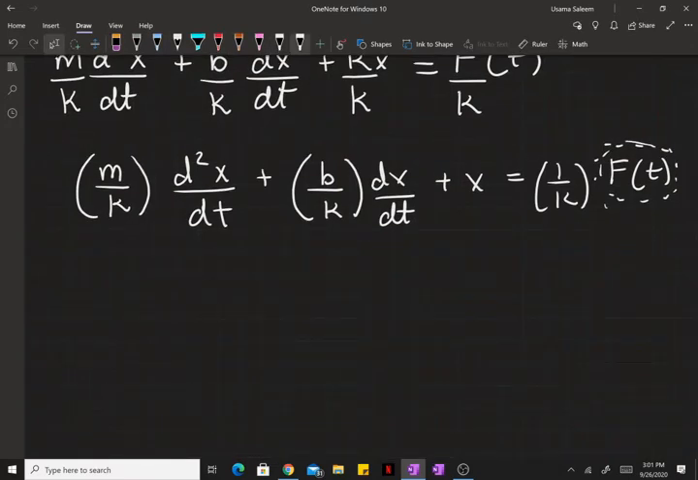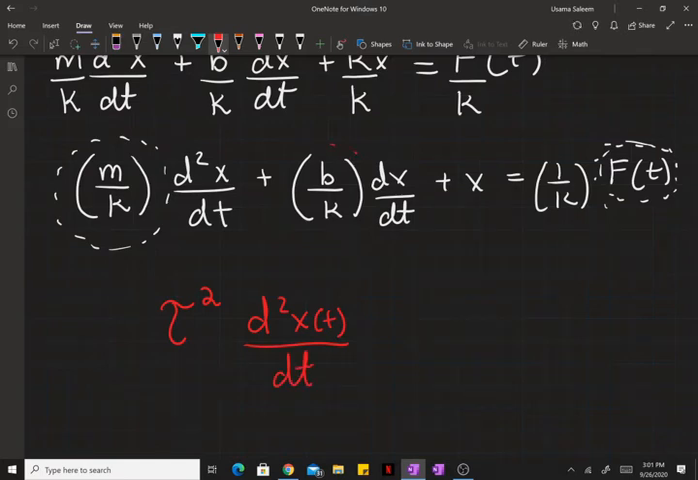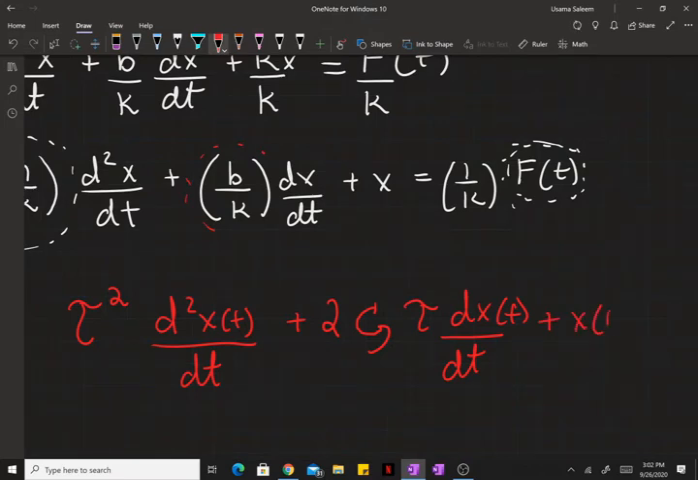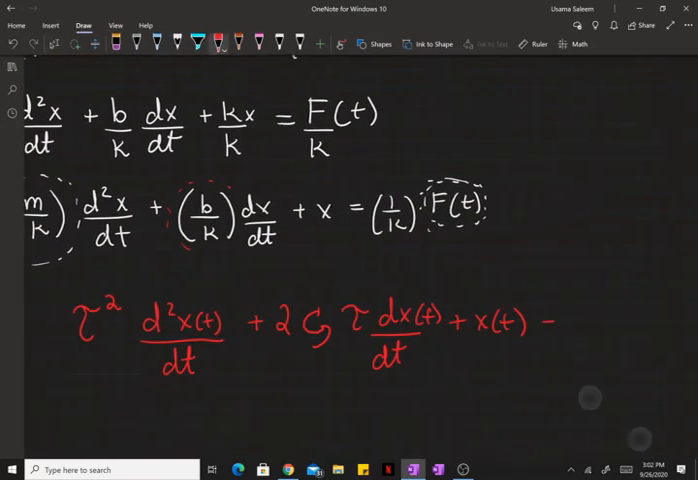Okay, so as we did earlier, the first term we're going to rewrite as the time constant squared times the second derivative. The second term becomes 2 times the damping factor, known as eta, times tau, times dx/dt, plus x, and all of that equals the gain of the process, k, times f of t.